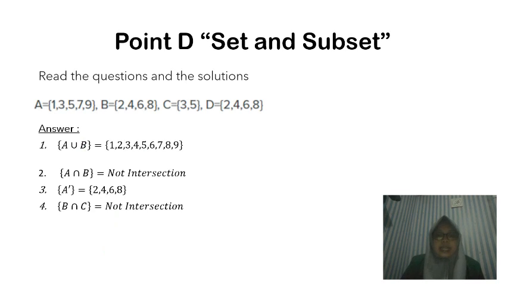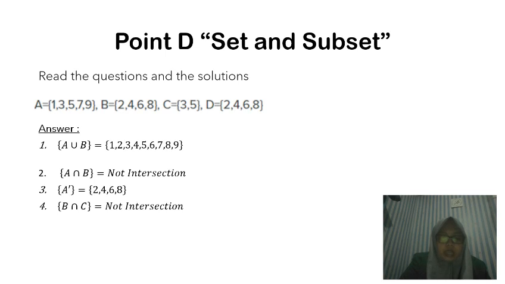Point D. Set and subset. And the solution, the members of set A are 1, 3, 5, 7, 9 in the brackets. The members of set B are 2, 4, 6, 8 in the brackets, and the members of set C are 3, 5 in the brackets, and the members of set D are 2, 4, 6, 8 in the parentheses.